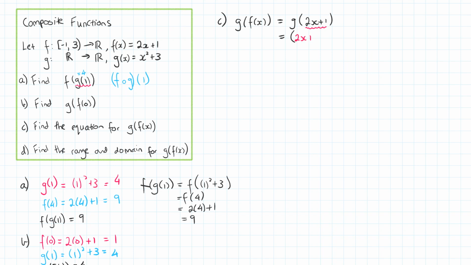Okay, so that's going to be, instead of writing x squared, I'm going to write 2x plus 1 squared plus 3. Now you can expand that if you like. I'm just going to leave it like this. So our composite function has an inside function of 2x plus 1 and an outside function of x squared plus 3. And this is a parabola that has been moved left a half and up 3.